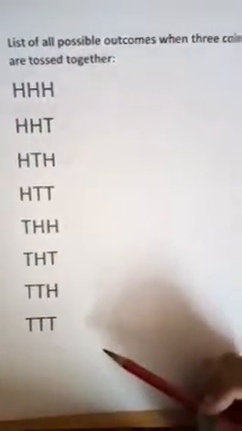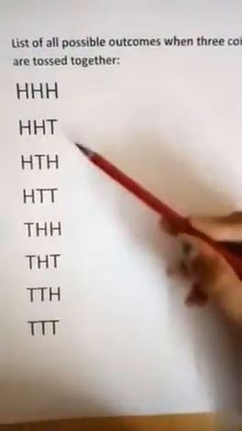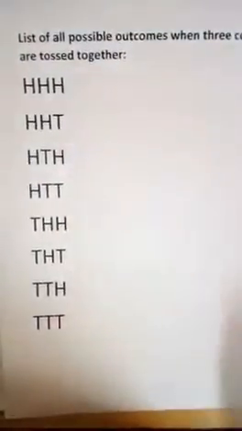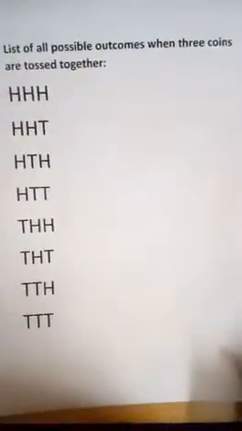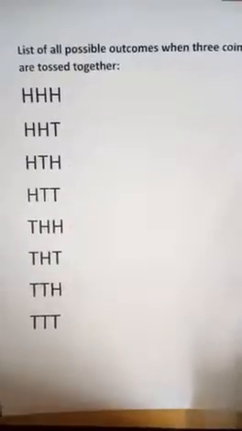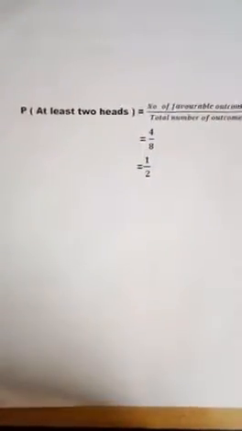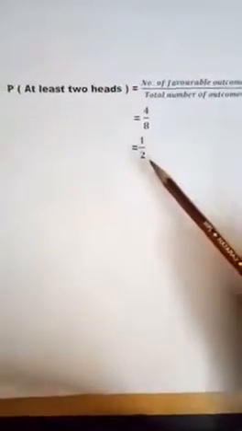How many ticks can you see? 1, 2, 3, 4. So that means there are 4 possible favorable outcomes. So what will be the probability of getting at least 2 heads? That will be 4 by 8, and that simplifies to 1 by 2.